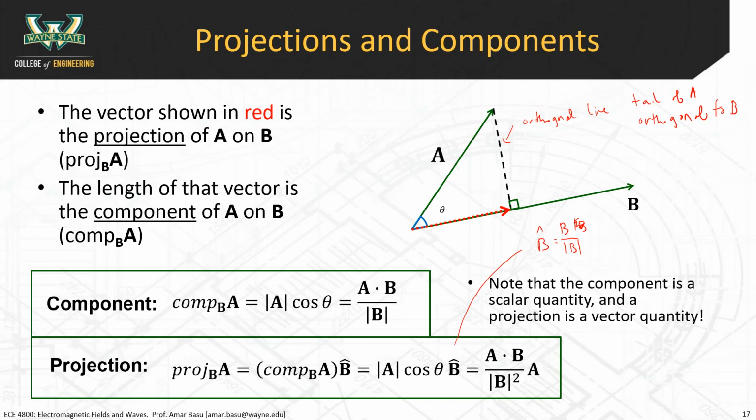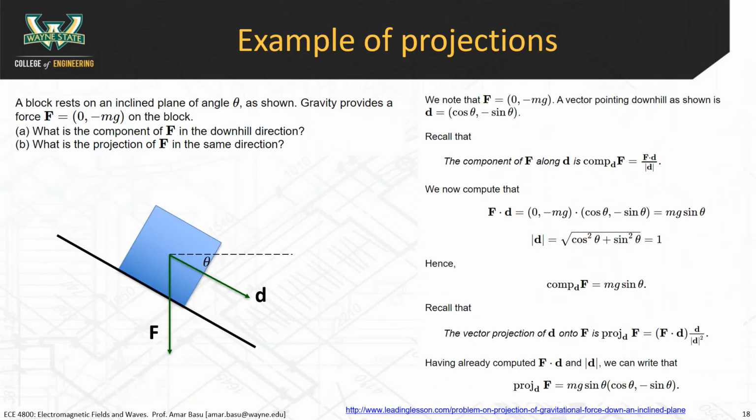All right? Okay, good. So now we have a simple way of calculating the projection and the component of A on B. So if we do a simple example of that, we can go through the steps here.